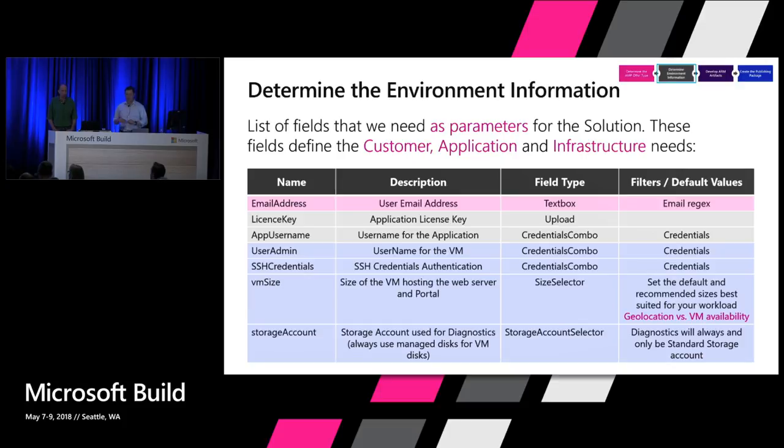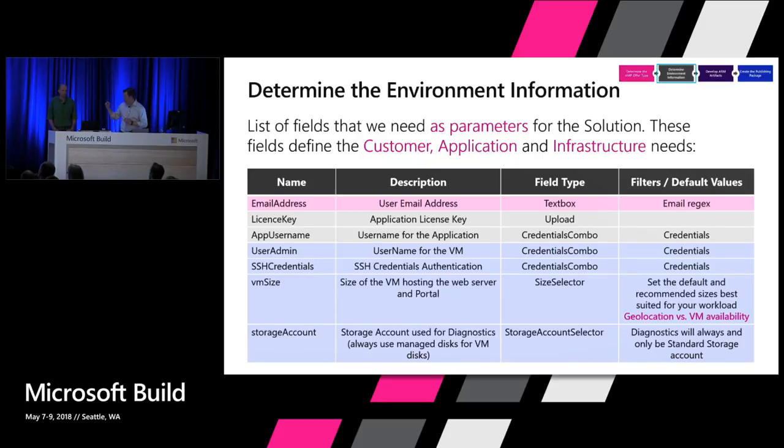Now, remember we talked about the environment information as step number 2 in the process. This is important because this environment information is what you're going to use for the parameters that you feed into the template to create the environment. Okay? We have three different types: customer information, application information, and infrastructure. You have a couple of examples there. Email address would be customer information, license key and app username would be application information, and then infrastructure information are the fields on the bottom. Now, an interesting thing on parameters, and Brian is going to touch a little bit more on it.